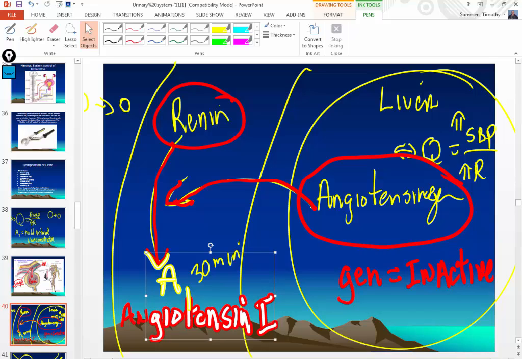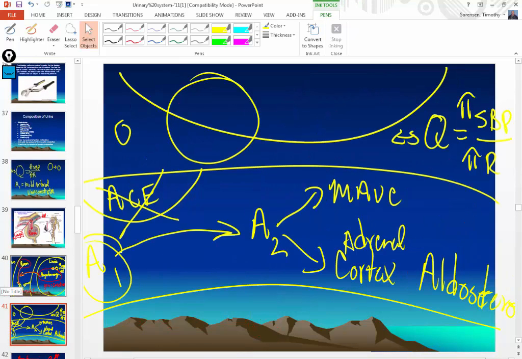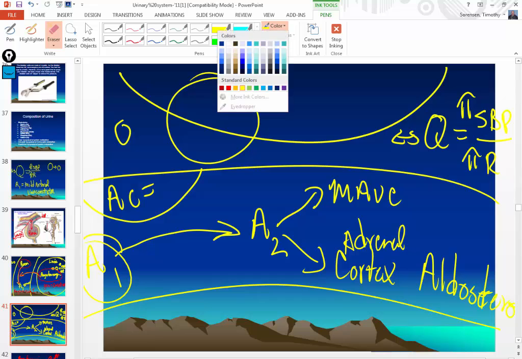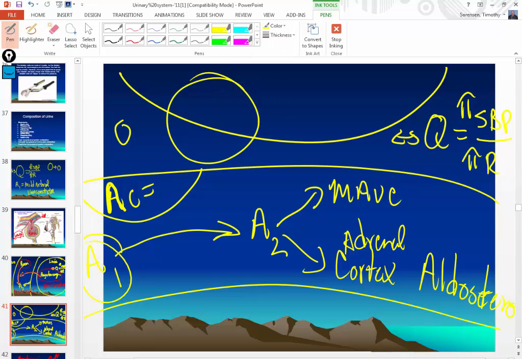Angiotensin 1, while it's active, circulates primarily to the pulmonary capillaries. And in the lining of the pulmonary capillaries, I want this, there is an enzyme called ACE.